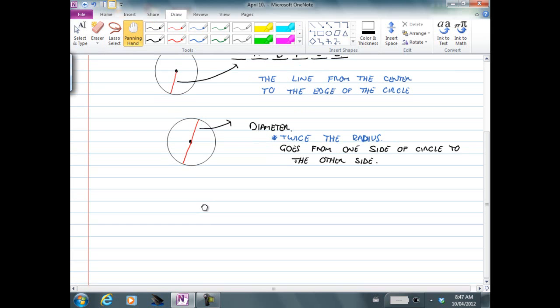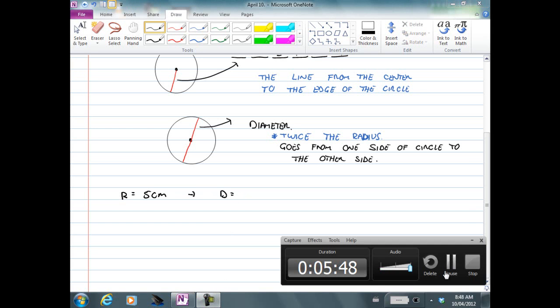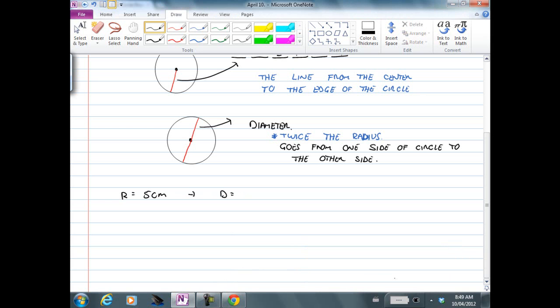Guys, gals, we're going to take a little short break, and you're going to try this. My radius is 5 cm. Your job is to tell me what my diameter is. Alright, here we go. Navneet, radius is 5. What's the diameter? 10. Because diameter is twice the radius. That's all this is. You got to figure out.